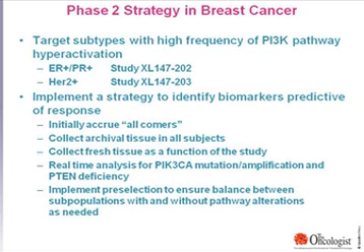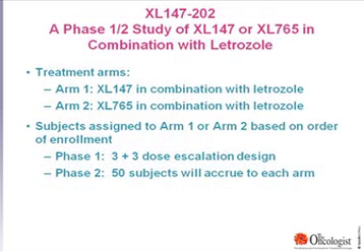So with this data, we are moving into the phase 2 setting, and we have two strategies. We have a strategy in ER/PR positive disease, and we have a strategy in HER2 positive disease. So two studies that are either open or about to be opened. We initially are going to be taking all comers, but we're going to have archival tissue on everybody, and if we can, we're going to collect fresh tissue. We are incorporating real-time PI3 kinase and PTEN deficiency analysis to guide the selection, and we're going to have a number of patients on each cohort that will have a PI3 kinase mutation, so that we are sure that we have perhaps the most sensitive population.